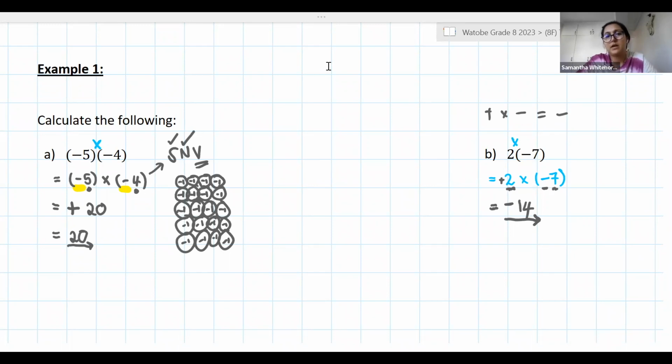Okay. Guys, question B is a negative because you are multiplying a positive with a negative. As Yolanda said there, a positive times a negative is a negative. So our answer should be negative.